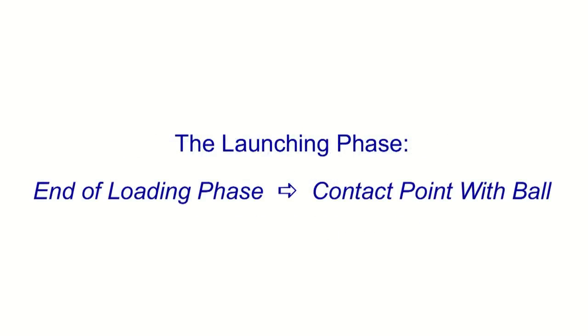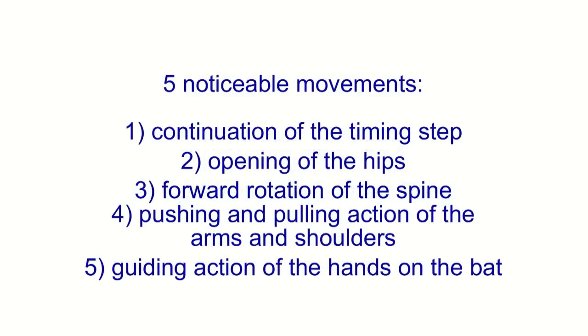Once again, the launching phase takes us from the end of the loading phase to the contact point with the ball, and it consists of 5 noticeable movements. And in this video, we're going to talk about the second movement, which is the opening of the hips, and identify the muscles involved with this motion.